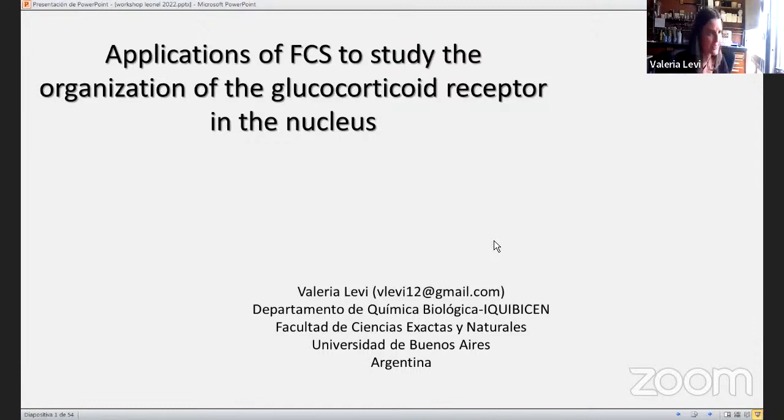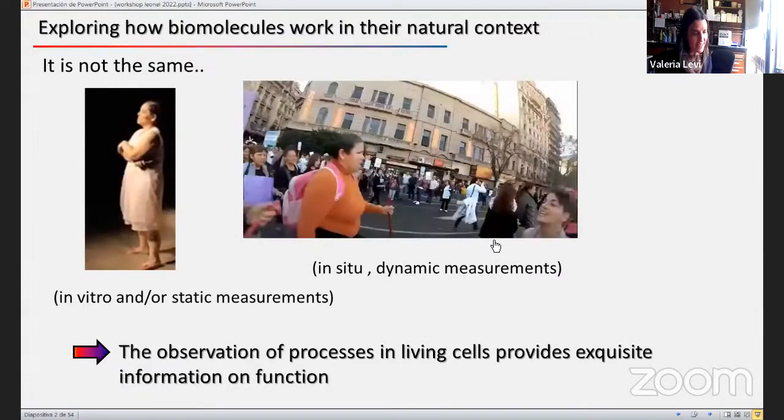Okay, so the idea of this talk will be to explain how you can use FCS to study, for example, the dynamics of certain molecules in the cell. Just to explain a little more what we do in the lab, let's imagine that you want to understand how a city is organized. You can do two different types of experiments.